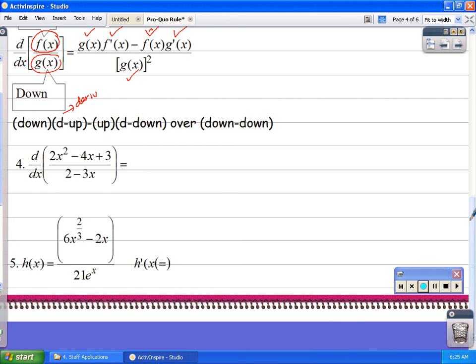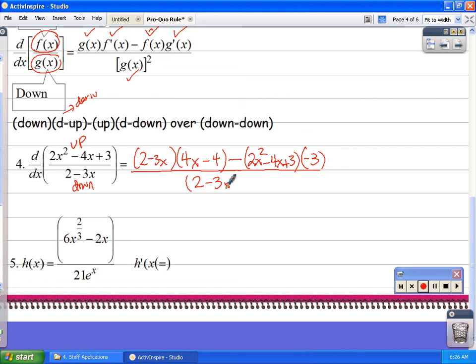All right, number 4, we're going to find the derivative of a quotient. So this is my up and this is my down. So the quotient rule, down d up. I have to take the derivative of the up function. So that's going to give me 4x minus 4. So that was down, d up, minus up. The up function is 2x squared minus 4x plus 3. D down, the derivative of the down function is negative 3. And that's over down, down. So we get 2 minus 3x quantity squared.